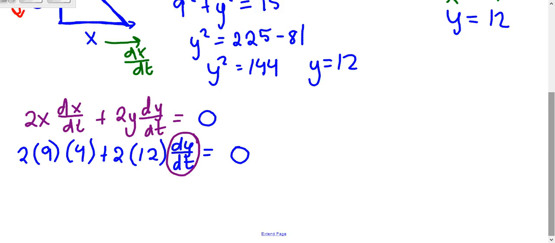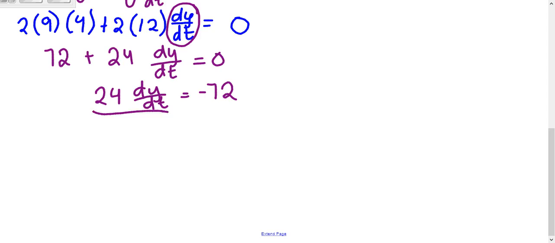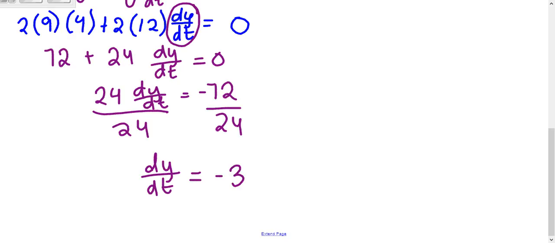2 times 4 is 8, times 9 is 72, plus 2 times 12 is 24, dy/dt equals 0. So we'll subtract 72, 24 dy/dt is negative 72. And then we will divide by 24, and dy/dt is negative 72 divided by 24, which is actually negative 3. That divides nicely.